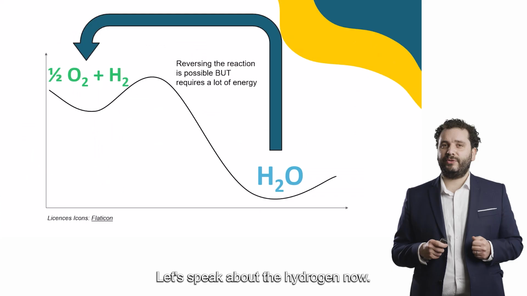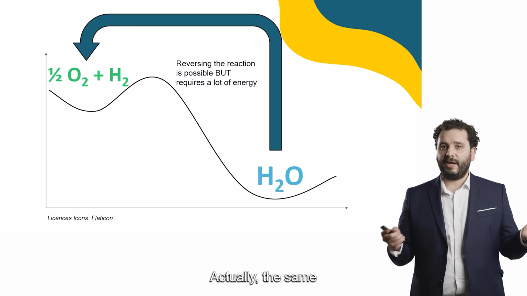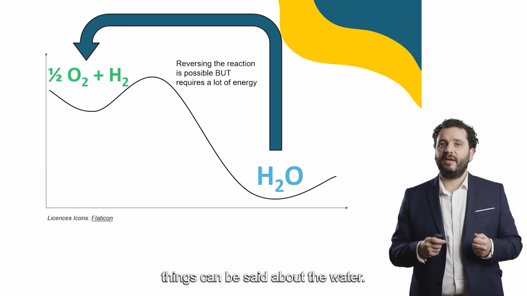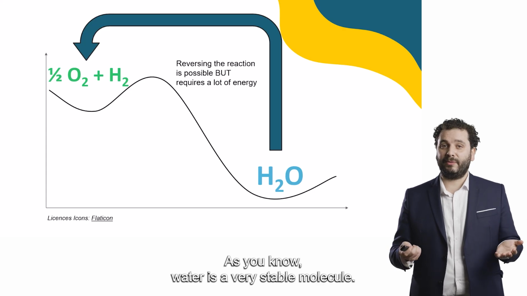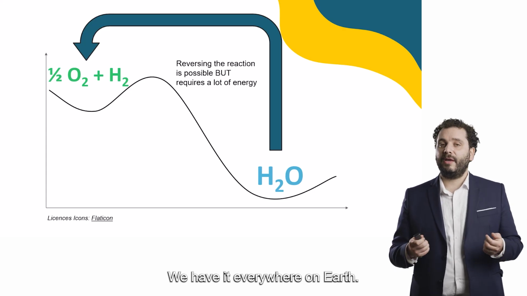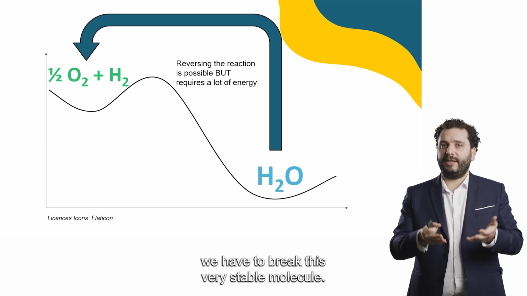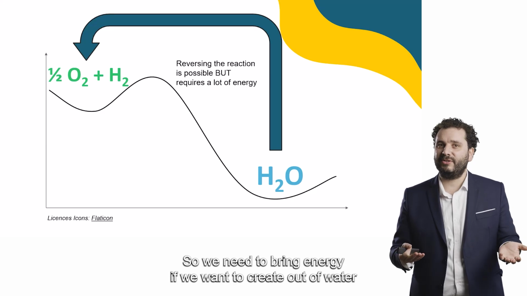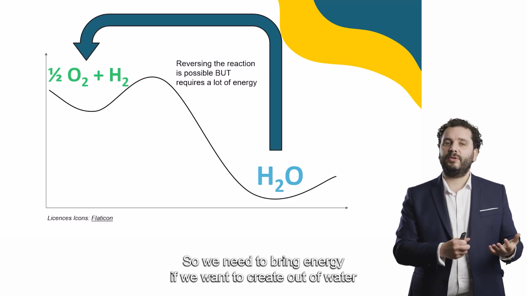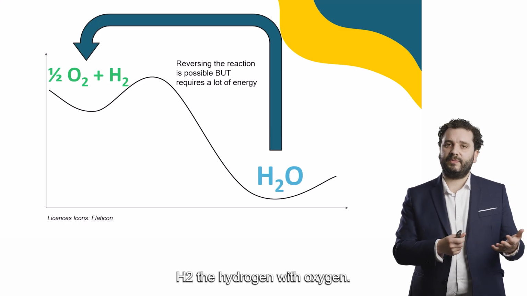Let's speak about hydrogen now. You know this graph. We saw it at the beginning of the class, but it was with CO2. Actually, the same thing can be said about water. As you know, water is a very stable molecule. We have it everywhere on Earth. But if we want to create hydrogen, we have to break this very stable molecule, so we need to bring energy. If we want to create out of water, H2, the hydrogen, with oxygen.